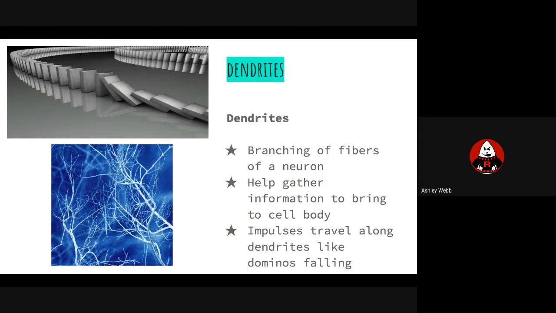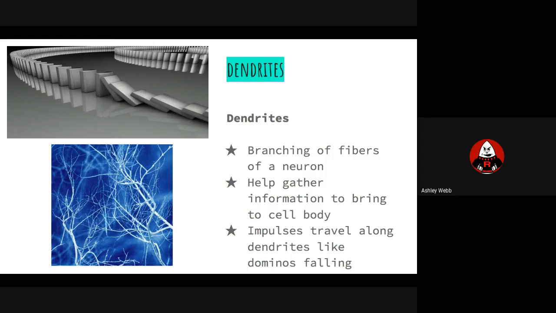There are processes that are arm-like fibers that vary in length from very, very microscopic to possibly up to 7 feet in the very tallest of humans. There are 2 different types of processes, one being a dendrite and the other being an axon. Dendrites are the branching of the neurons that gather the information and bring it to the cell body.